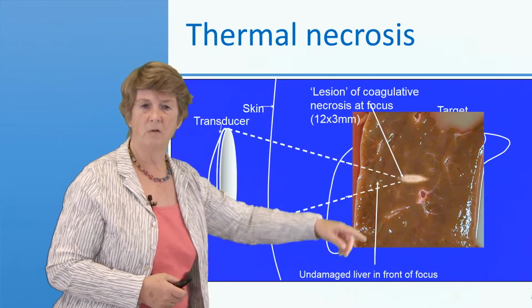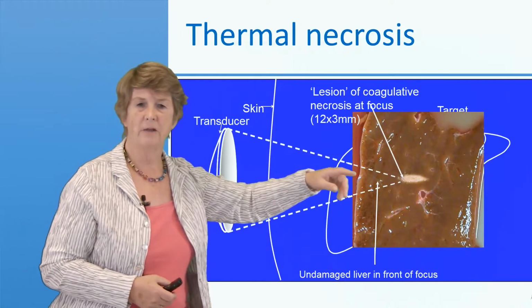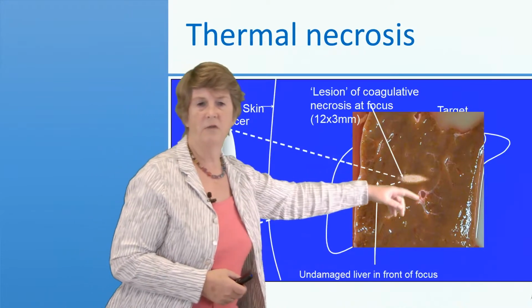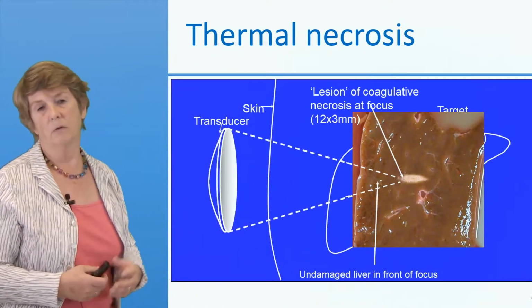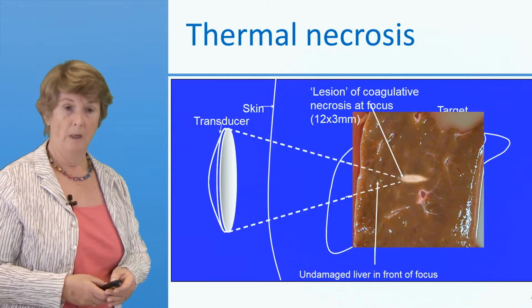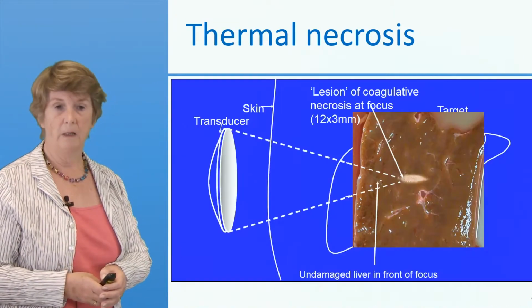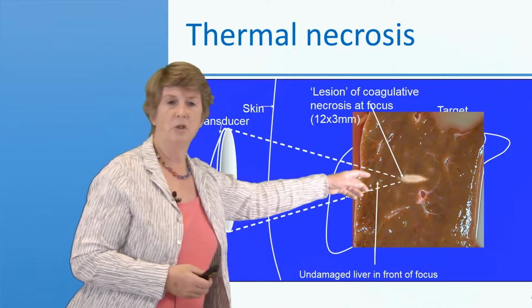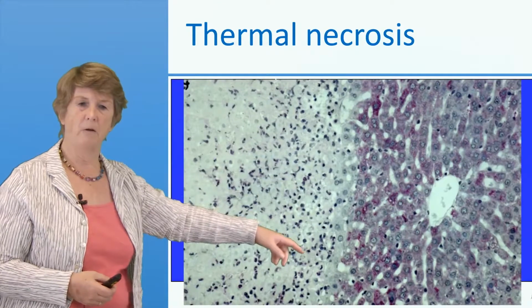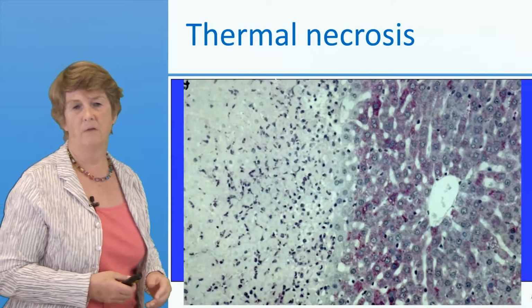Here you can see a piece of porcine liver that we got from the abattoir. You can see that the sound energy goes through the capsule of the liver, and just in the focal region we have dead cells. These cells have been cooked by the high temperatures that we've reached. If we now look under histology at the margin where the tissue goes from white to dark red, you can see that there's a very sharp line of demarcation between live cells on the right and dead cells on the left.